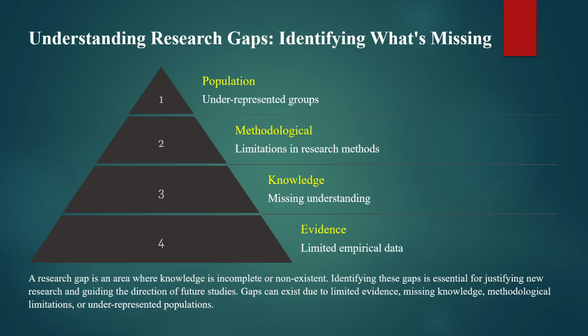And we talk about the methodological part, that is limitation in the research methods that we are going to use. And the third one is knowledge. We seek the missing understanding in the given knowledge, and we start looking for the evidence, that is limited empirical data. So a research gap is an area where knowledge is incomplete or non-existent. So identifying these gaps is essential for justifying the new research and guiding the direction of future studies.